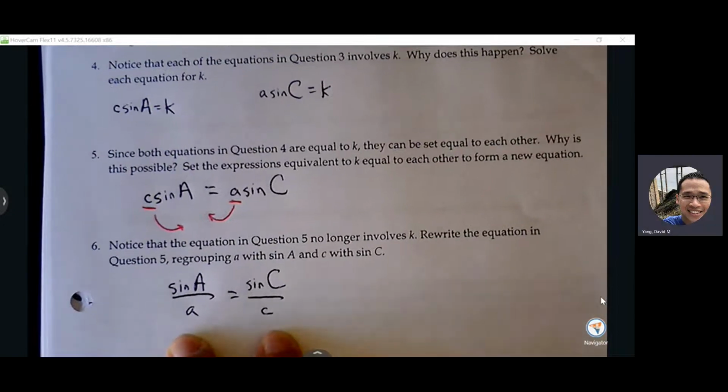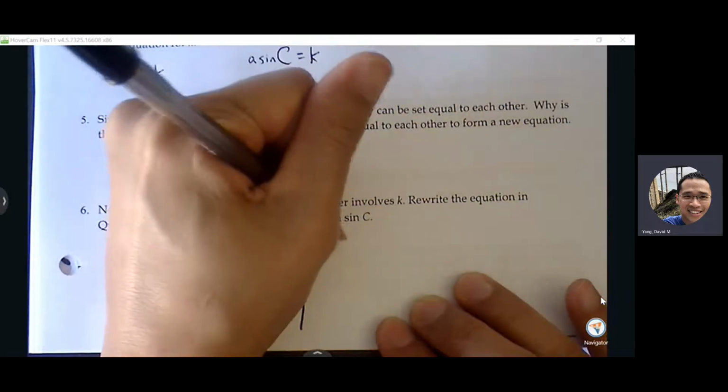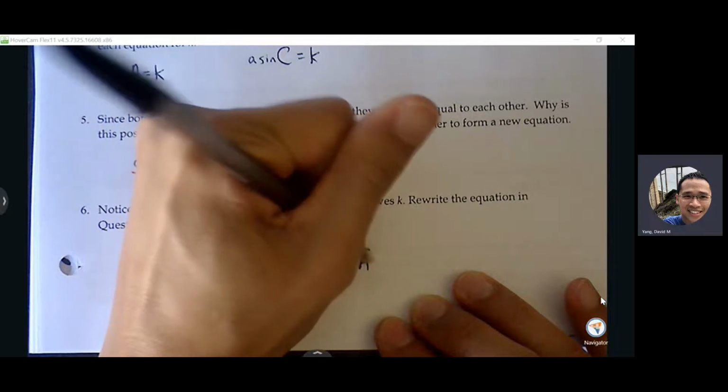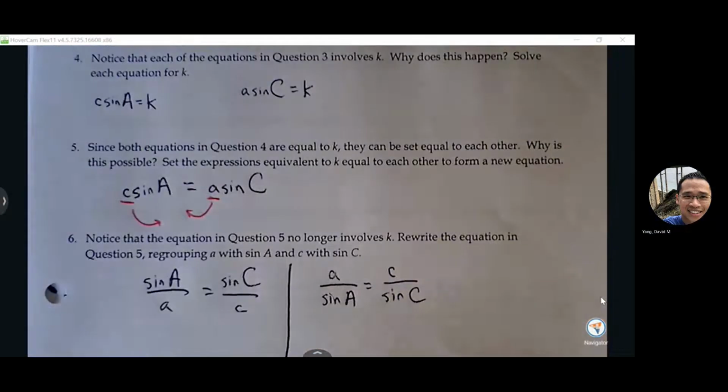Okay, so this is going to be really helpful in finding missing sides or missing angles whenever we're given parts of the sides or angles of a triangle, but not the whole thing. But you're more than welcome to flip this around if you like. You can say sine A over a is equal to sine C over c.